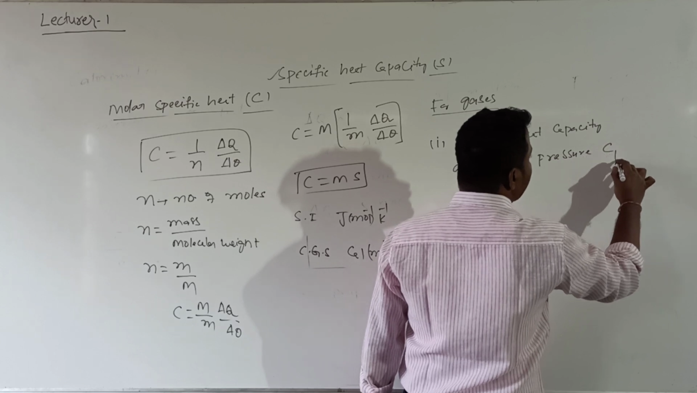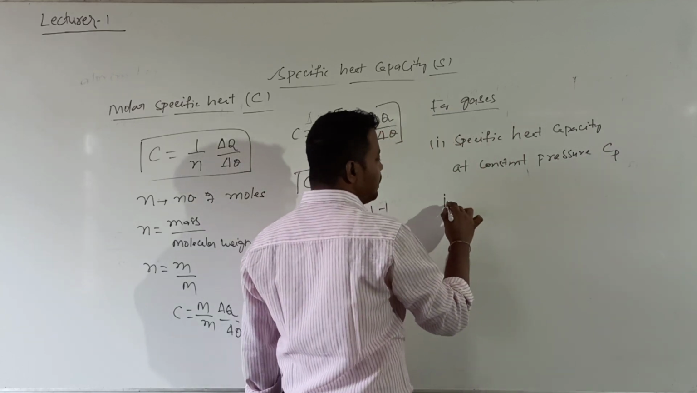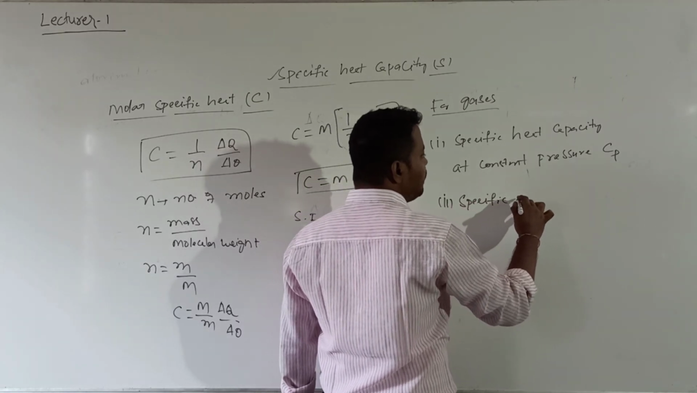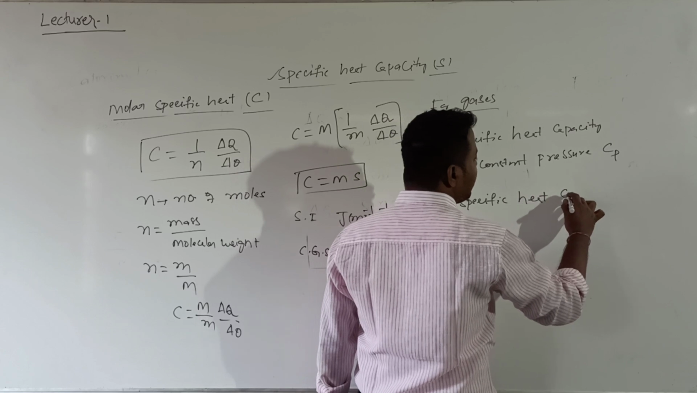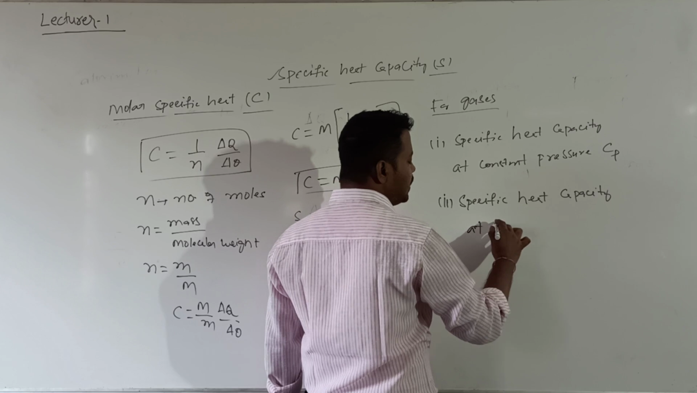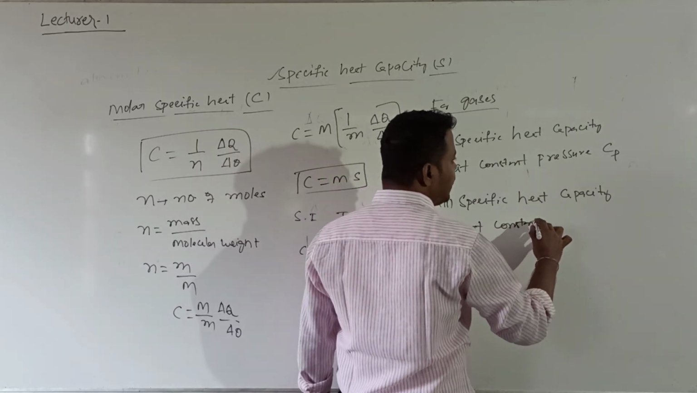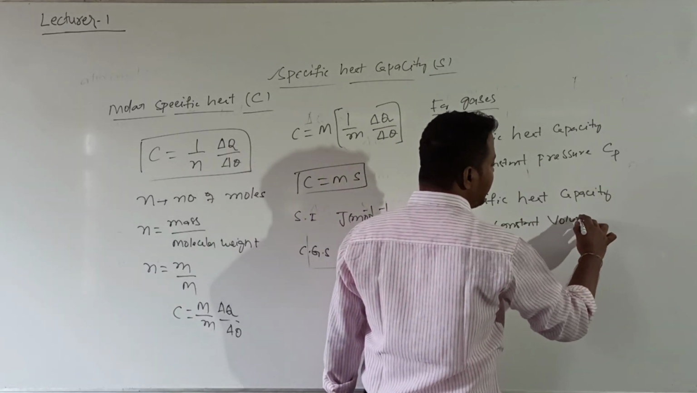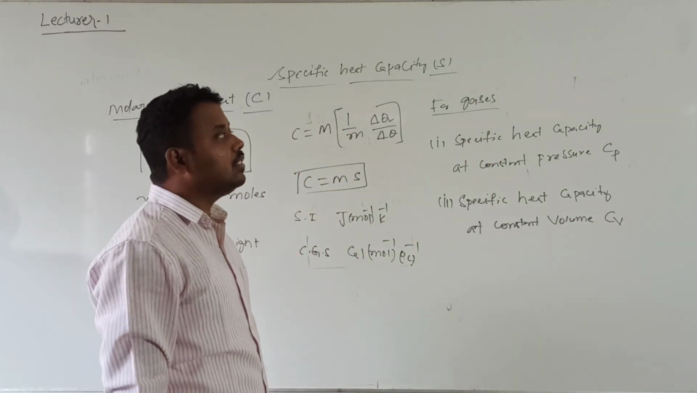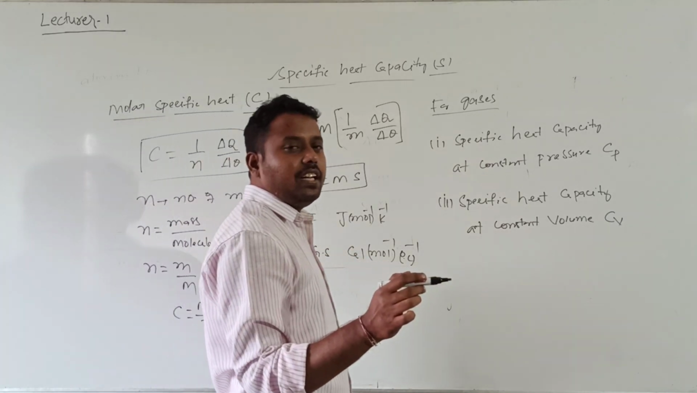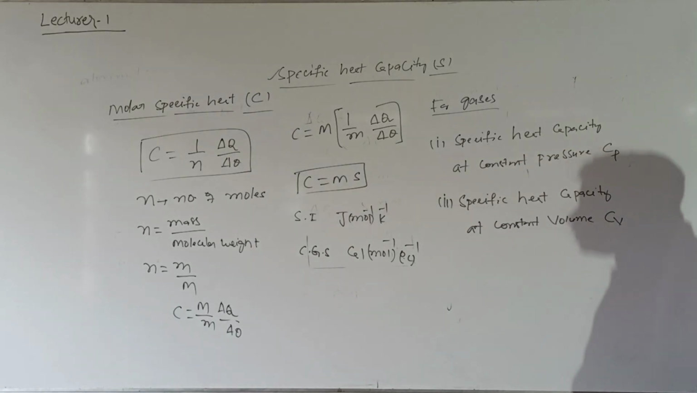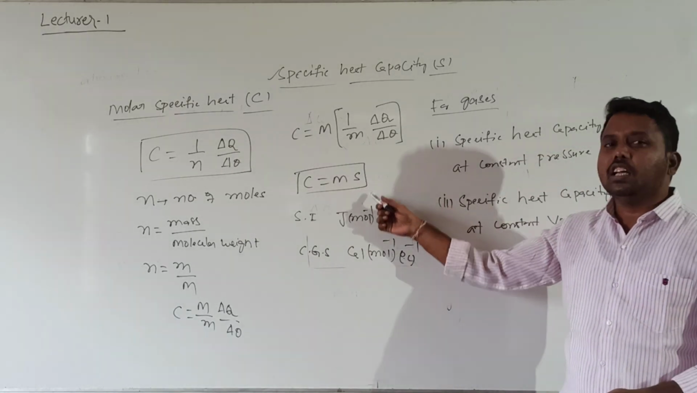One is Cp and the other is specific heat capacity at constant volume, which is given by Cv. But remember, in some notations they will give specific heat with a small c and molar specific heat with a capital C. Whatever is given, this is the relation.